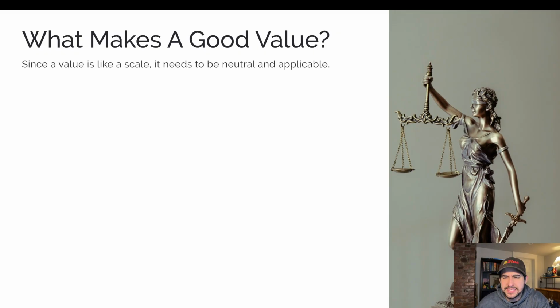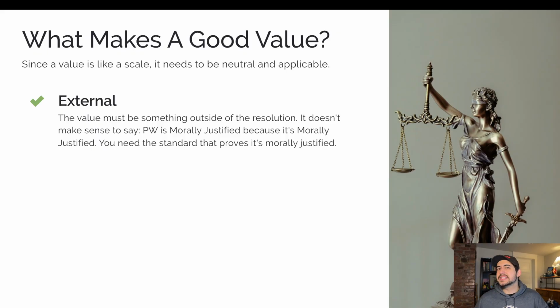So now that we know what a value is, we can look at what makes a good value. Because it's a weighing mechanism, the value is like a scale, and it needs to be neutral and, of course, applicable to the resolution. And we determine these by 3 different criteria, or the things that make a good value. These things have to be met in order for it to be considered a good value. The first thing is that a value needs to be external. In other words, it needs to be outside of the resolution. For example, if the resolution is preemptive warfare is morally justified because it is morally justified, that doesn't make sense. We actually need a standard that proves why it's morally justified, and so we use an external measure.